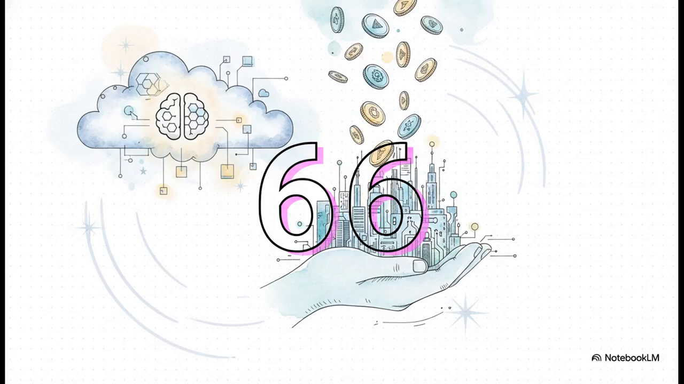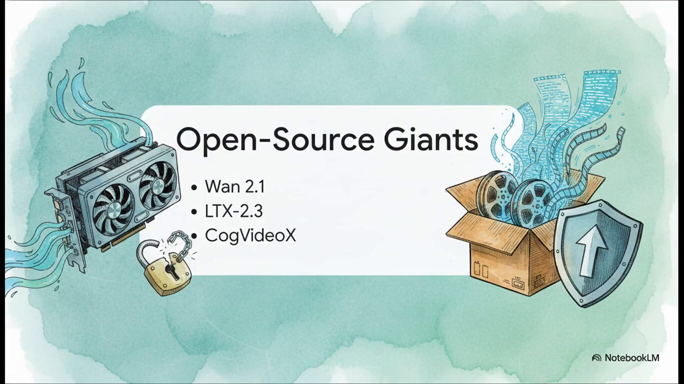Okay, let's look at Section 5, free and open source. 66. That is the exact number of daily free credits Kling AI is offering right now. In an industry where computing power is notoriously expensive, this makes Kling one of the most generous cloud-based free tiers out there in 2026. It completely opens the doors, allowing anyone to experiment with high-quality generative video without spending a single dime.